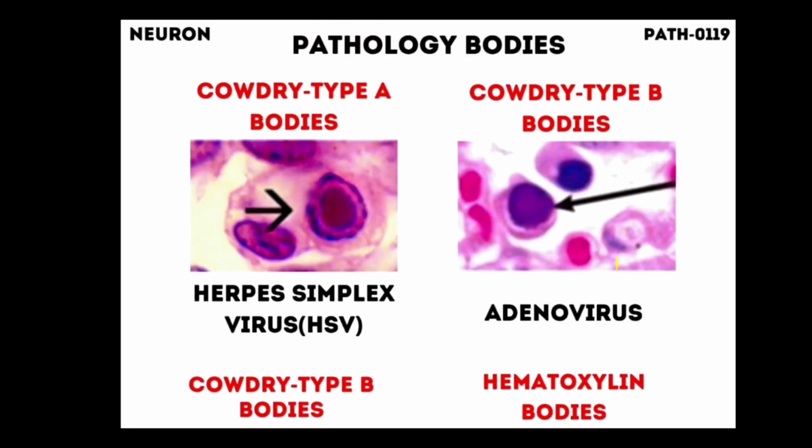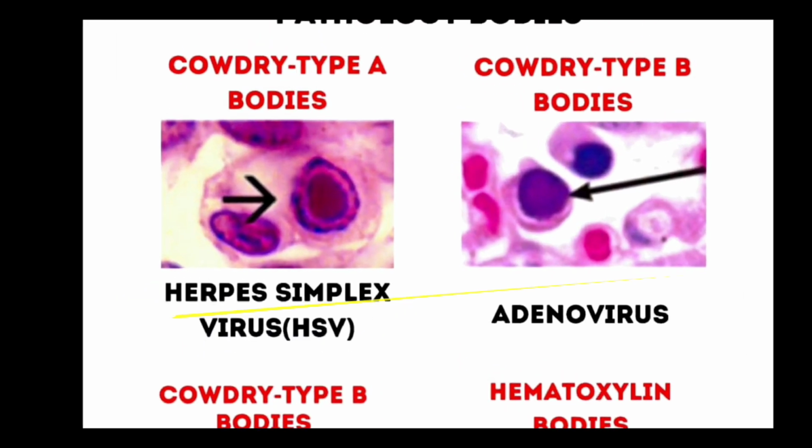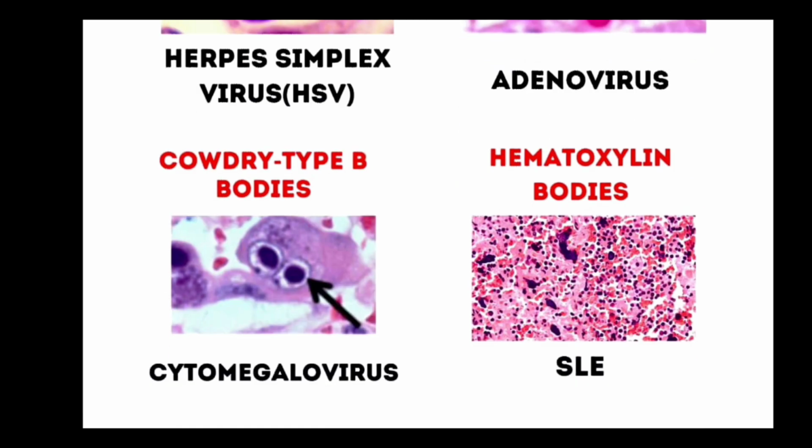Next pathological body is Cowdry type A bodies. You know that in acidophilic and basophilic they have Cowdry type A and Cowdry type B pattern. Cowdry type A bodies are seen in herpes simplex virus. We already know the examples, but now we are seeing the specimen. Next is Cowdry type B, that is seen in adenovirus. These are the pictographs of those inclusions. Next, Cowdry type B body in cytomegalovirus. It is almost like an owl eye type.